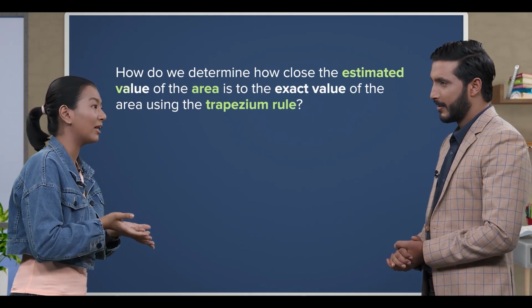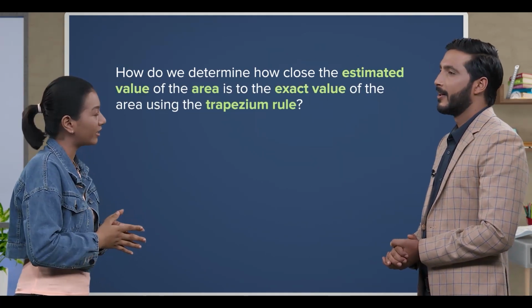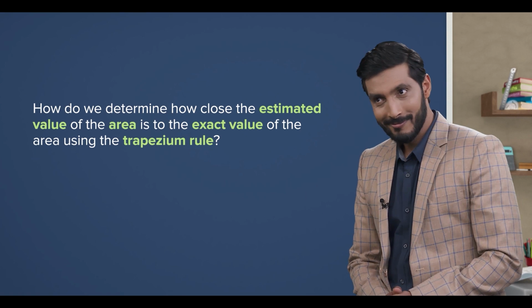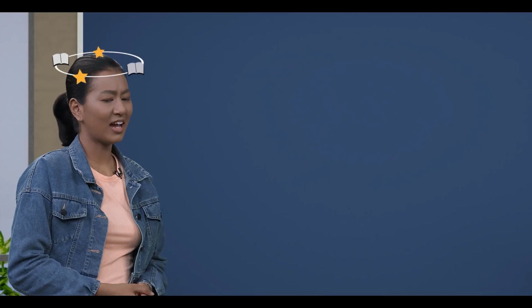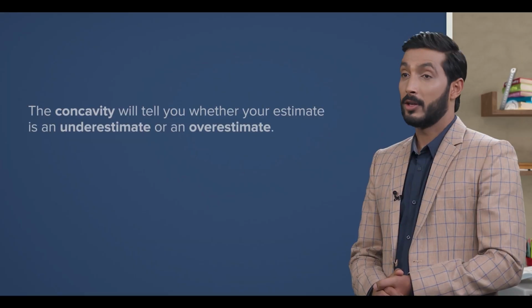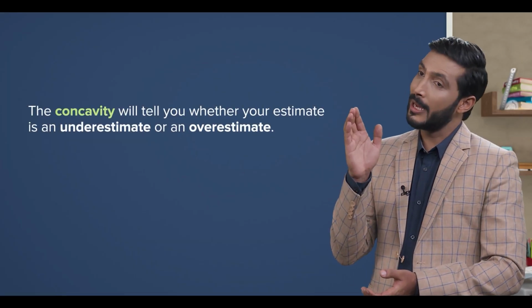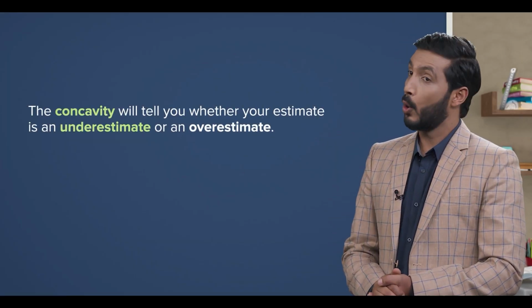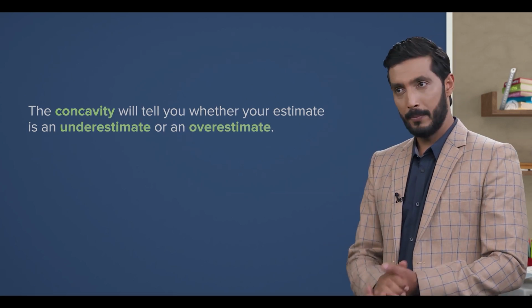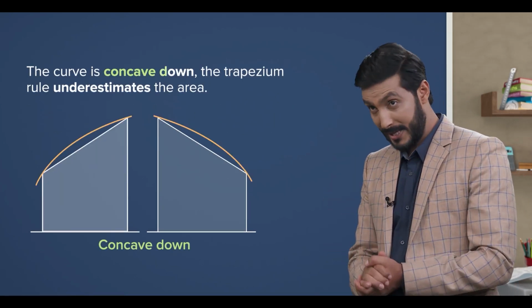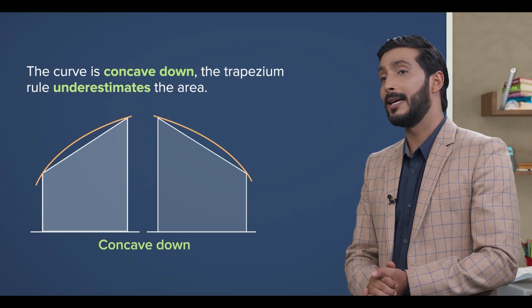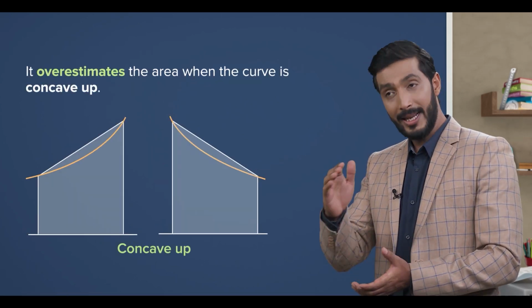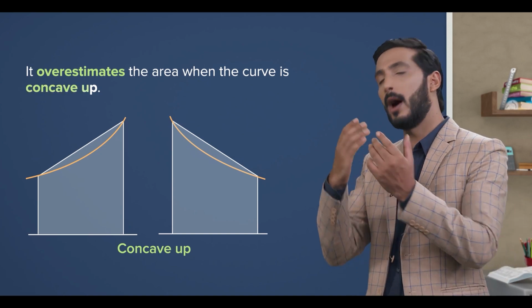Is there any method to know how close our estimated value is to the exact value of the area? Well, yes we do. And that is called the concavity of the curve. The concavity will tell you whether your estimate is an underestimate or an overestimate. For example, when the curve is concave down, the trapezium rule underestimates the area, whereas it overestimates the area when the curve is concave up.